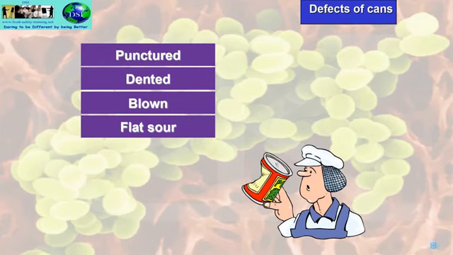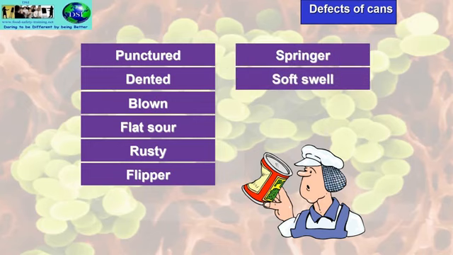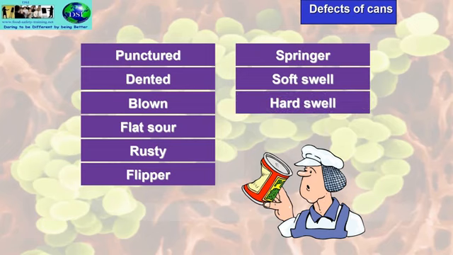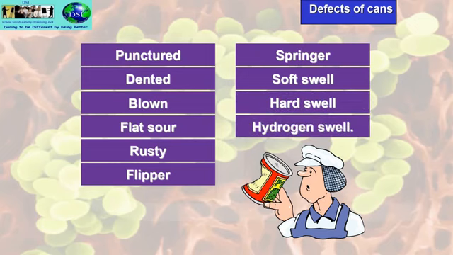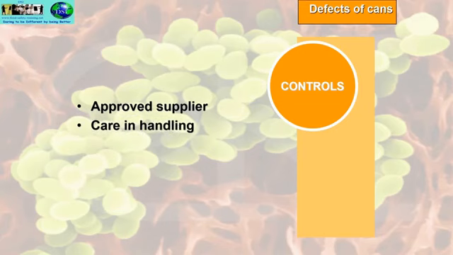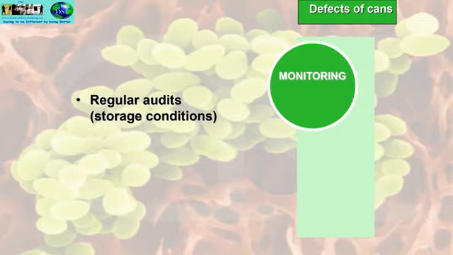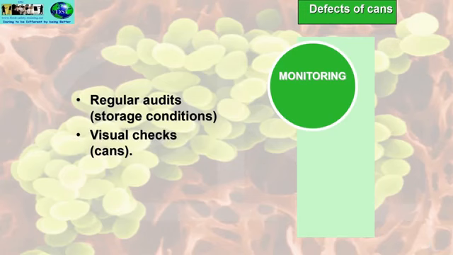Then you've got things called flat sour, rusty, flipper, which makes a noise like a flipper can if you press it, a springer, soft swell, hard swell, and a hydrogen swell. Again, further details of these you will find in the notes supplied with the course. So control of cans, again use an approved reputable supplier, care in handling, stock rotation. Monitoring, regular audits for storage conditions, visual checks of cans.